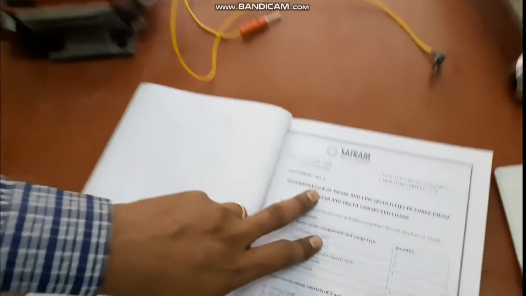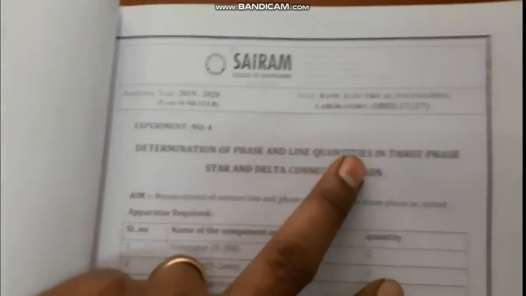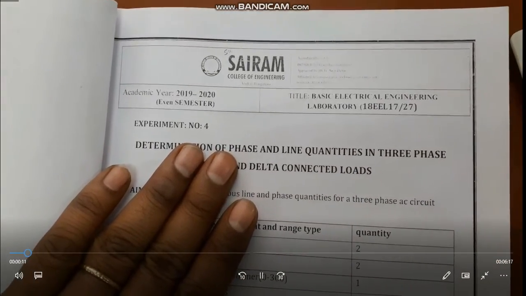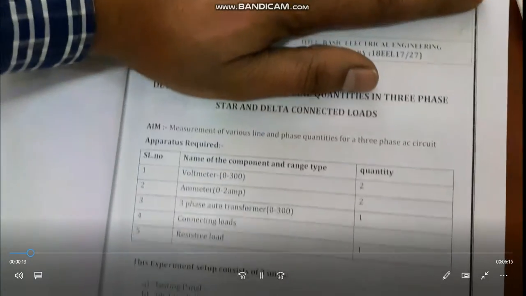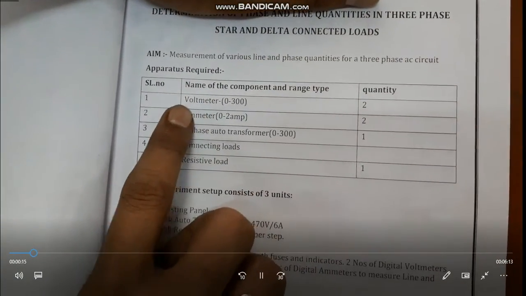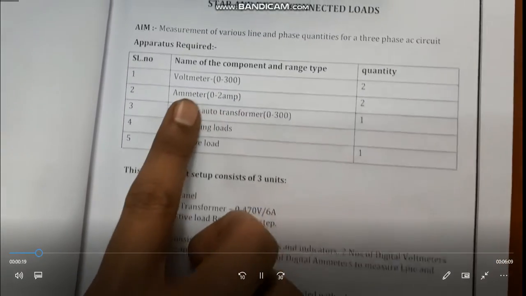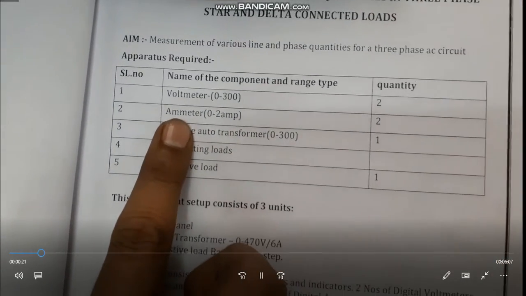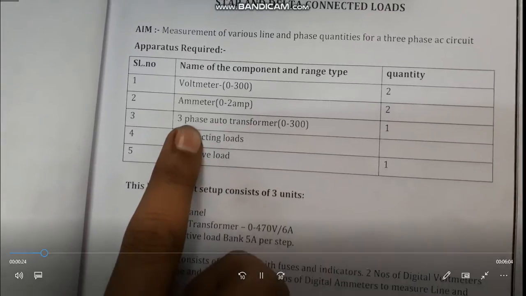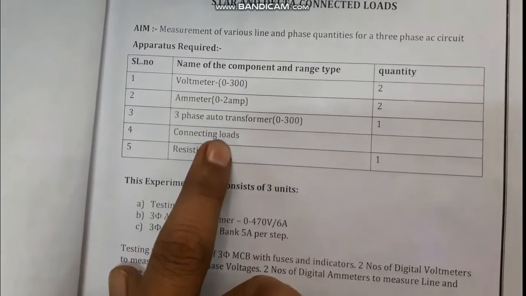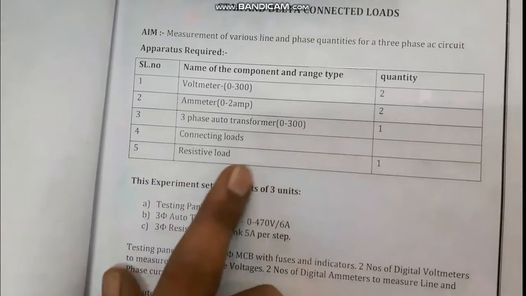Good morning students. Today we are going to conduct an experiment on determination of phase and line quantities in a three-phase delta connected load. To conduct this experiment, the following apparatus is required. 2 voltmeters of rating 0 to 300 volts, 2 ammeters of rating 0 to 2 amperes, 1 three-phase auto transformer of rating 0 to 300 volts, and a three-phase resistive load as the connecting load.